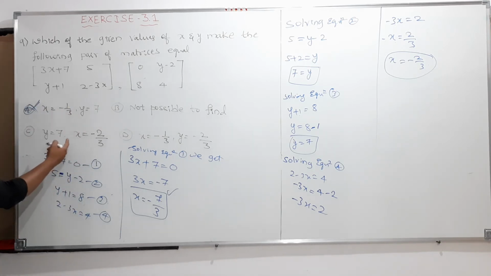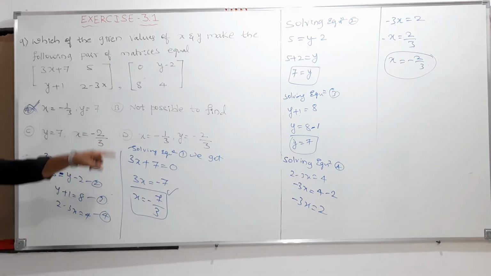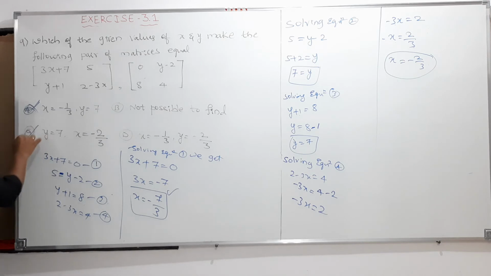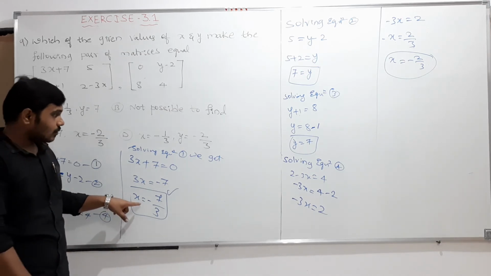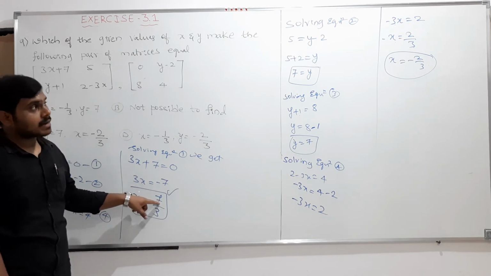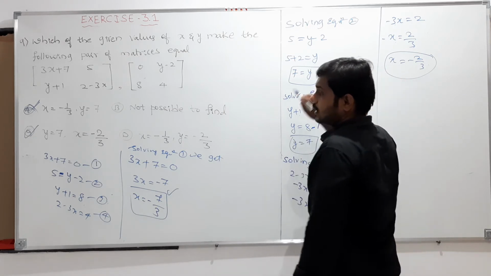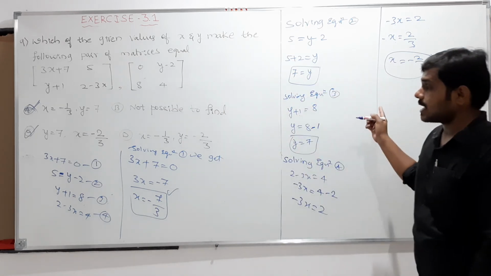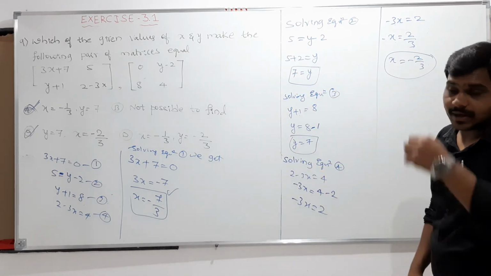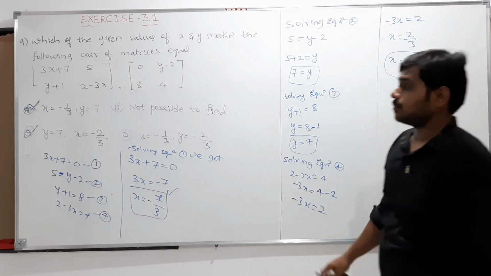And next come to this. y value is 7, y value 7 I got, and x value is minus 2 by 3. So this is also not possible, because here, once I am getting x value as minus 7 by 3, and once I am getting x is equal to minus 2 by 3. So at the same time I am getting different x values. So therefore this is also not possible.